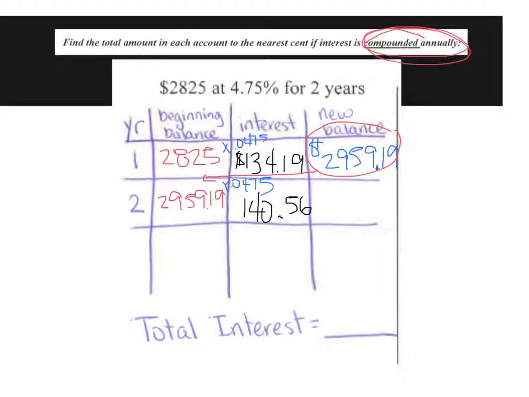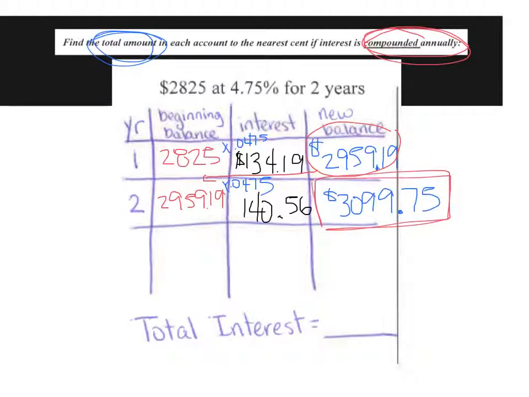So we're going to add that to our $2,959.19. So at the end of the second year, we have a total of $3,099.75. Now, there are two parts to this question. We want to know the total amount. So right here is our total amount at the end of the second year.